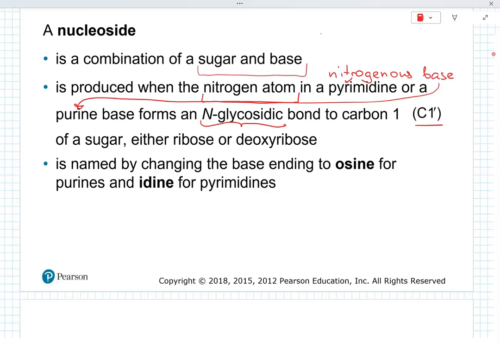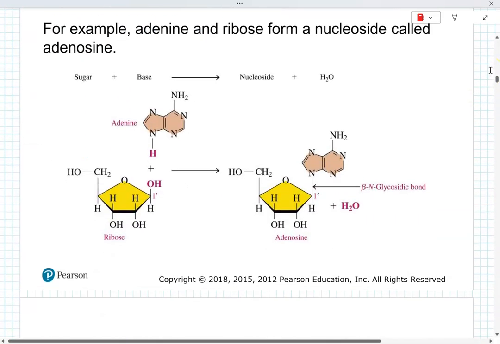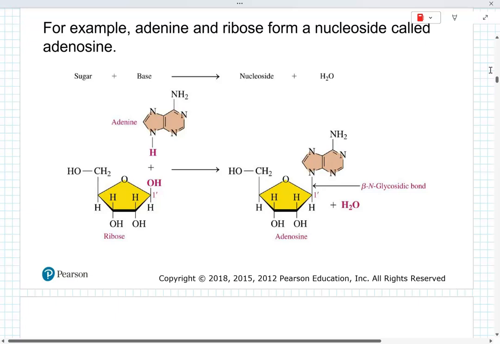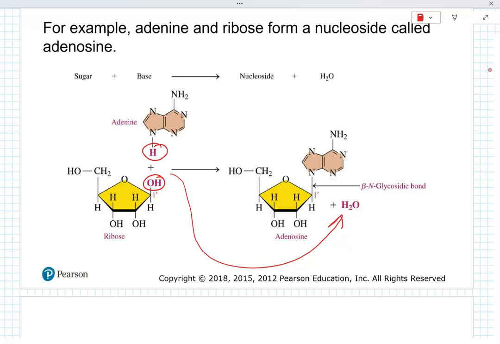Make sense? So we're going to talk about the naming in a bit, but this is what we mean when we talk about this glycosidic bond. Hydrogen and OH groups leave, forming water, and the bond is established between the 1' carbon and the nitrogen in the base. Question so far? By the way, this is another example of the dehydration synthesis.